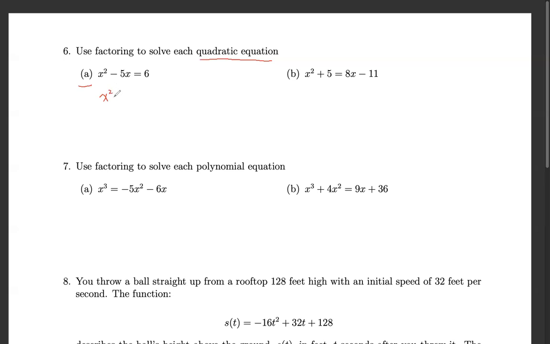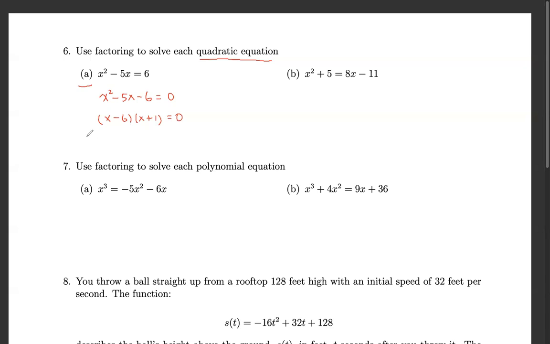So first we want to move 6 from the right-hand side to the left-hand side. It becomes negative. Or you can think of it as minus 6 on both sides. Now we have made the right-hand side 0. So the trinomial x squared minus 5x minus 6 can be factored as x minus 6 times x plus 1, right? Because negative 6 plus positive 1 is negative 5x. That gives us the middle term. Negative 6 times positive 1 is negative 6. x times x is x squared.